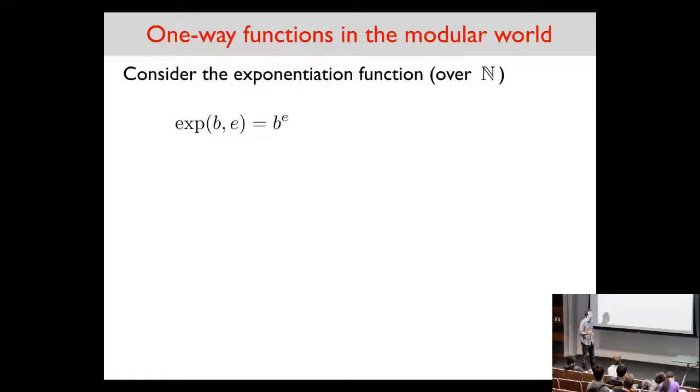The exponentiation function takes some base b, some exponent e, and just computes b to the e, base to the exponent. Now, I can actually view this in 2 different ways. I can get 2 different functions out of this. If I fix an exponent e, I can talk about the function exp of b, which is b to the e. So let's say you fix the exponent to be 3. Then the first one of these would be basically cubing, b cubed.